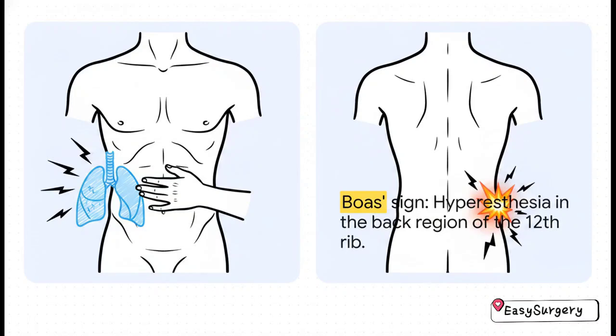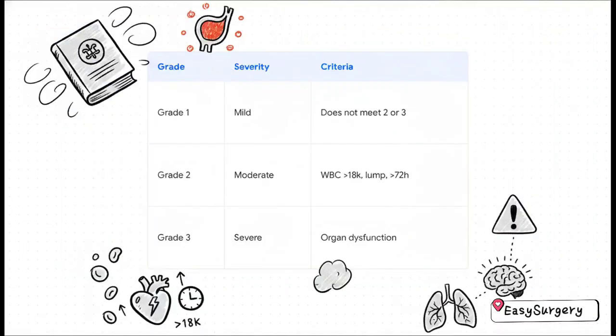Contrast that with Boas sign, which is hyperesthesia, basically extreme skin sensitivity, around the back right near the 12th rib. To actually grade how bad this inflammation is, the medical world relies on the Tokyo Consensus Guidelines. It's a really elegant, standardized playbook. Mild cases are your standard inflammation.